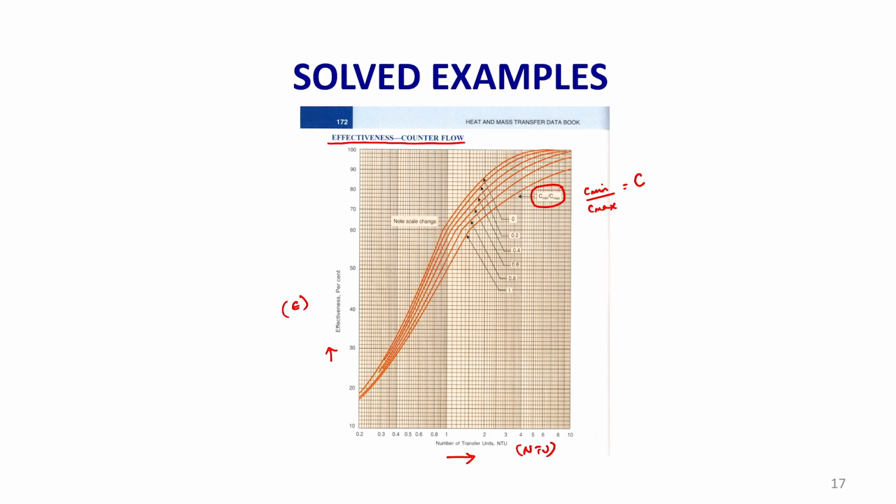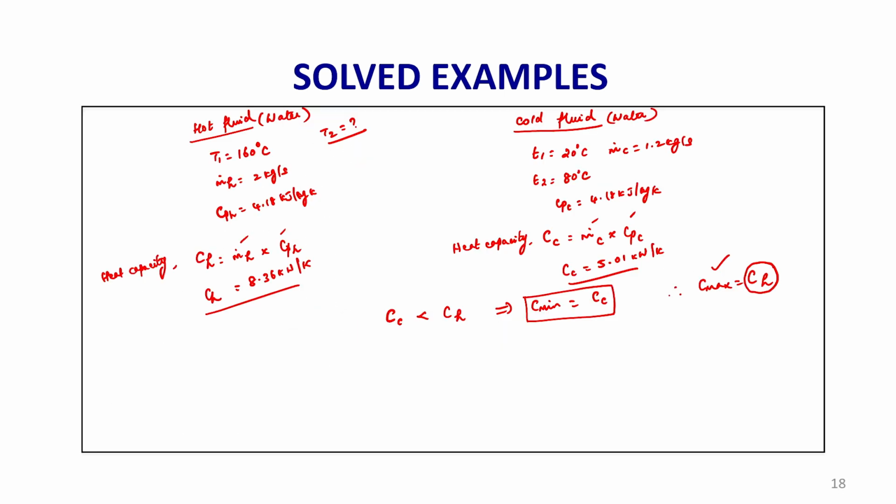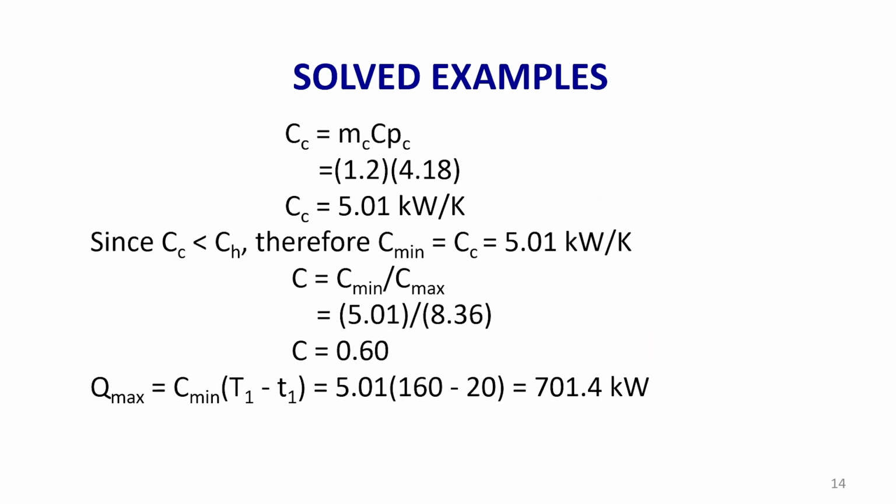So I know C minimum, and C maximum is the other fluid. C minimum in this numerical question is the heat capacity of the cold fluid. That means the heat capacity of the hot fluid should be the maximum. So I have to find this ratio C. The next step is capital C equals C minimum divided by C maximum. C minimum is CC, C maximum is CH. So substitute the values, 5.01 divided by 8.36. Therefore, capital C is equal to 0.60.